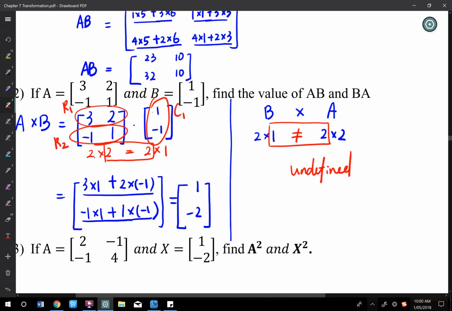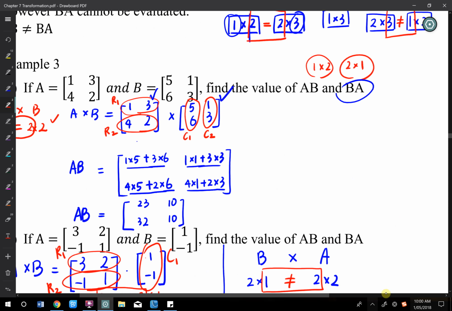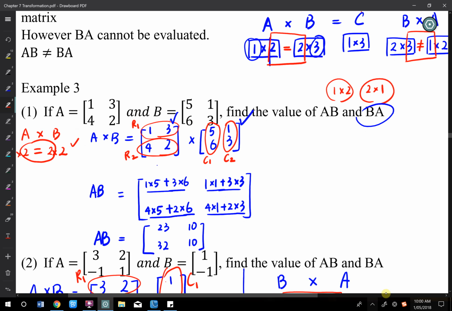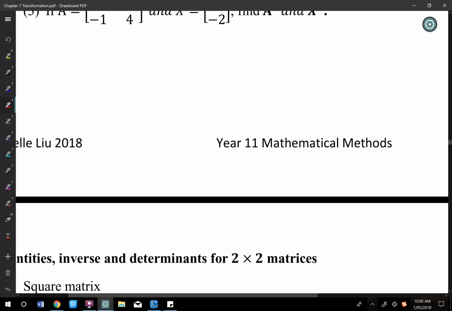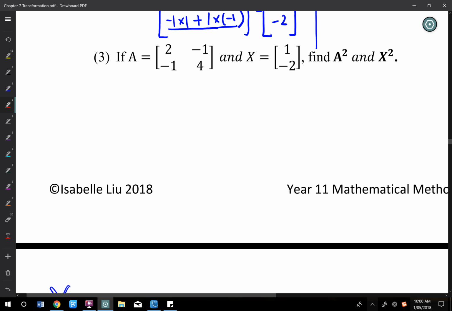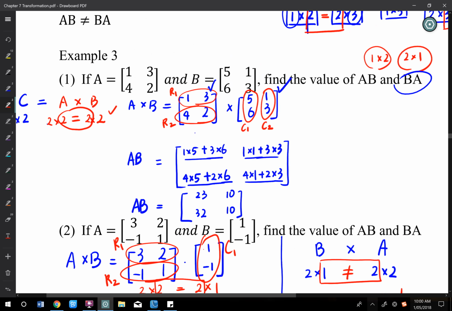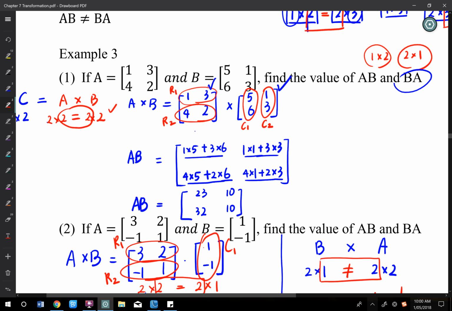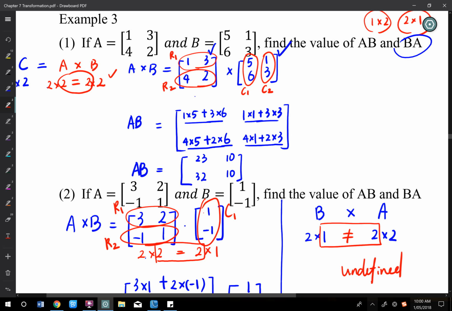Any questions so far? Okay, I want you to use the rest of the time to find, in the first example, first question, what's B times A. And for the third example, find A squared and X squared. Some of them you might not be able to evaluate. Okay, these three questions: A squared, X squared, and B times A. Use the rest of the time to finish that, and if you finish, you can start doing some exercises for E. We can check answers after maybe 15 minutes.